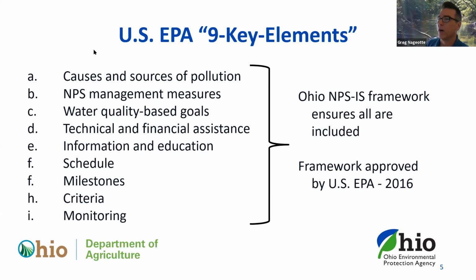So in a paraphrased form, obviously these are written out in sentence form from US EPA, but in essence, these are the elements that you would need to have in a NPS IS or any watershed action plan for 319, rather. So we need to reference the causes and sources of pollution, and those have very distinct definitions. We need to see the non-point source management measures. Basically, what are you going to do?